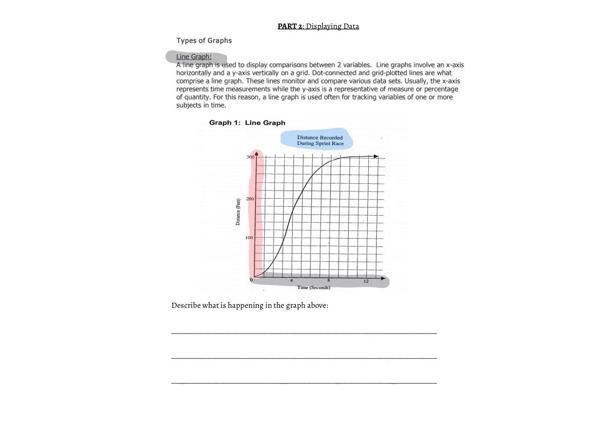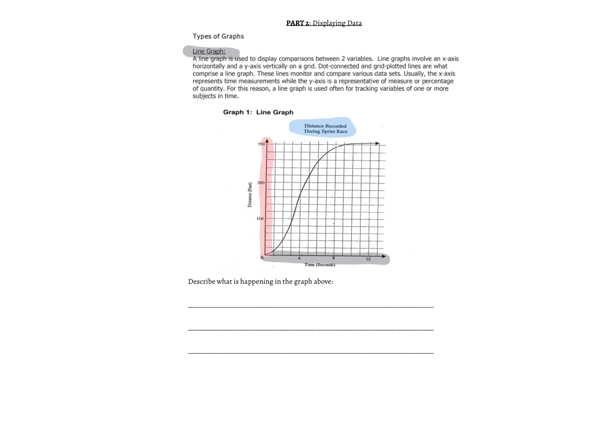So what I want you to do is think logically here and look at the graph. If we're reading our graph, we're starting down here. And the question is going to ask you, what is happening in the graph? Here we have our line graph, the distance they've traveled. It looks like this race is a 300-foot race, and it takes approximately 10 to 12 seconds to finish it. So look at how the line is moving.